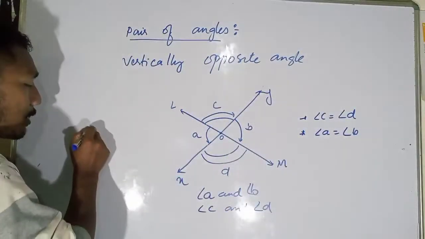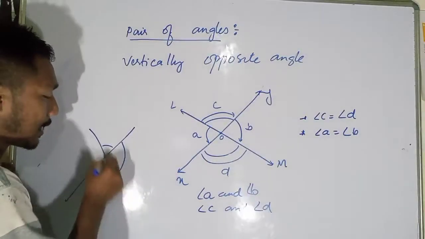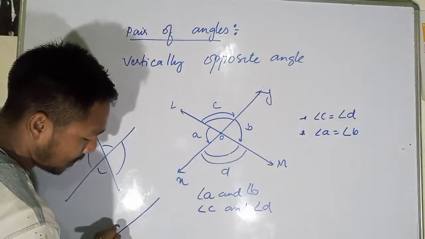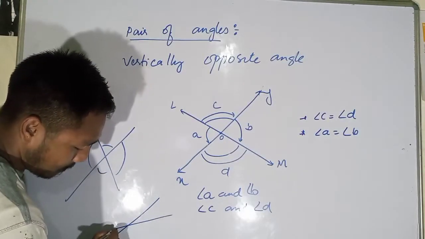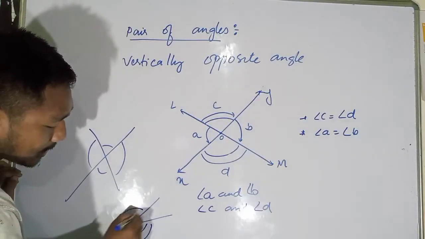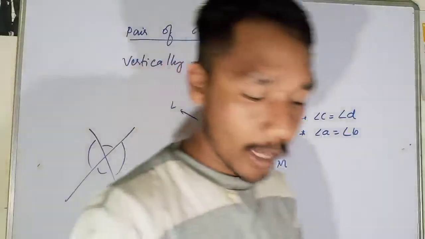When you talk about rays, these angles and these angles are vertically opposite angles. These angles and these angles are also vertically opposite angles. So this angle and this angle will be vertically opposite, and this angle and this angle also will be vertically opposite angles. So this is all about vertically opposite angles.